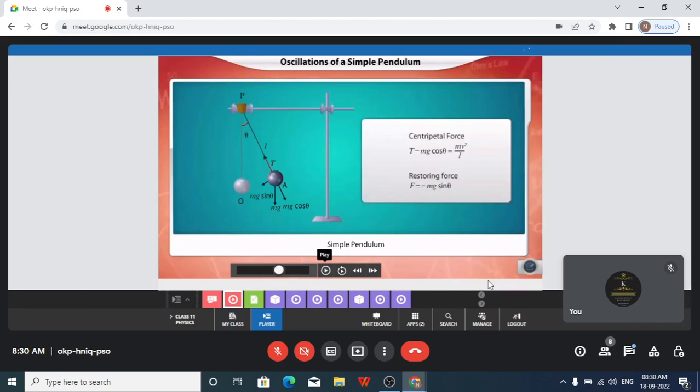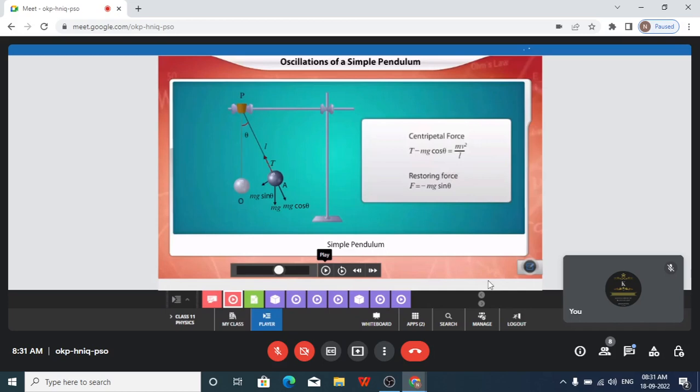If you consider the entire circle along which the bob is going to move, centripetal force is an inward seeking force. It is directed towards the center when an object is moving in a circle. When an object travels in a circular path, there is a force that acts towards the center of the circle, and that force we call centripetal force. The formula for centripetal force is mv square by r, where r is the radius along which the object is making a circular motion.